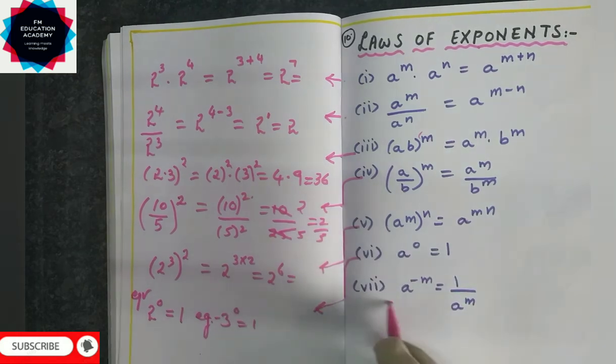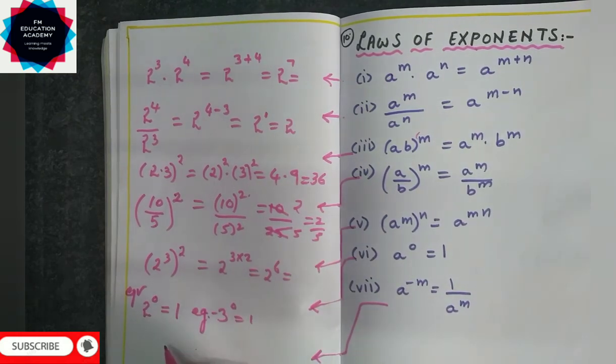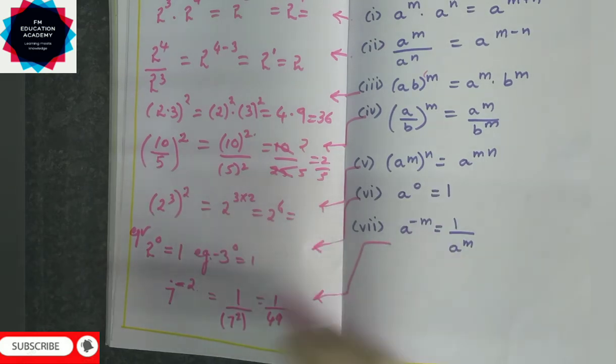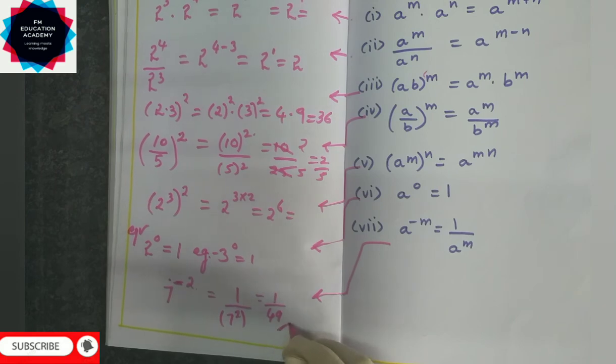Similarly, let us take one more example. A power minus m is equal to 1 by a power m. A is 7, for example. Power minus m, for example 7 power minus 2. It is of the form of a power minus m. So a power minus m is 1 by a power m. So 1 by 7 square. 1 by 7 square is 1 by 49.